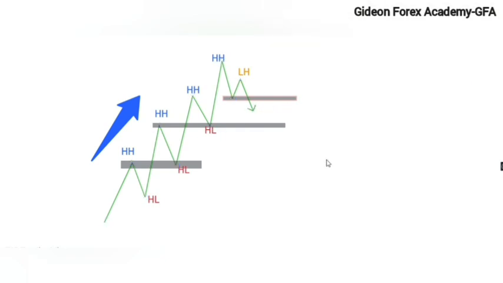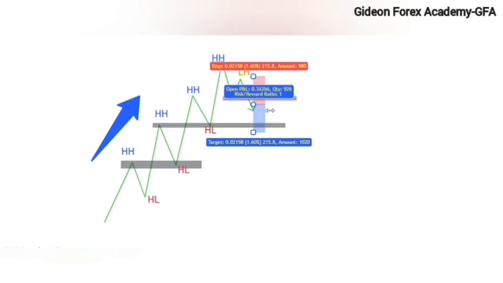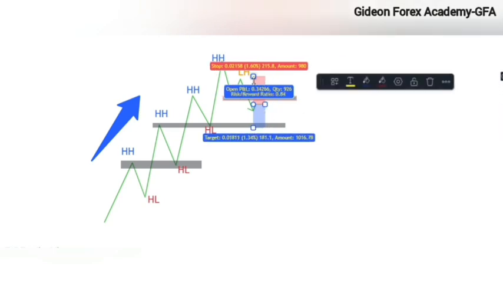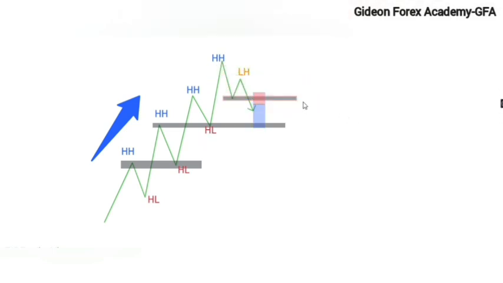Some traders get confused and they quickly begin to consider this as a change of character. So they quickly go to their lower time frames and they are placing sell orders right here. This is a mistake that normally happens. They place their sell orders because now they think this is a valid change of character.